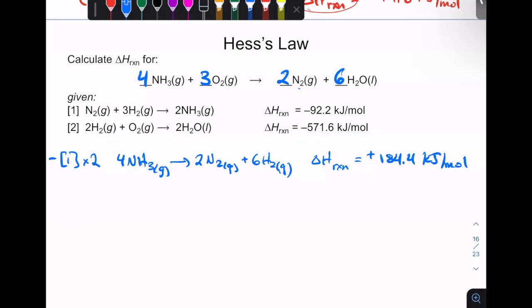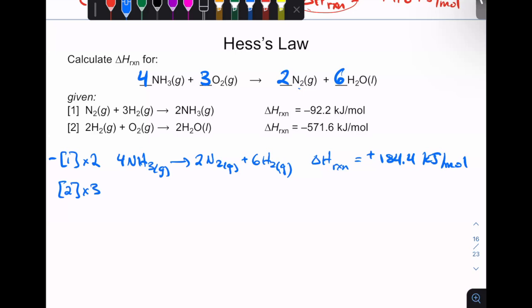All right, how are we going to manipulate number 2? We need H2O and oxygen gas, but we don't need H2. But notice that both reactions have hydrogen gas, so hopefully it's going to cancel out. We need 3 moles of oxygen and 6 moles of H2O. We can get that by multiplying reaction 2 by a factor of 3, right? But we don't need to reverse it because we need H2O as a product. So let's just notate that as we're going to take reaction 2 and multiply it by 3.